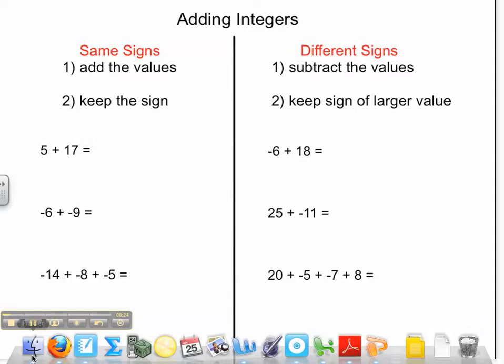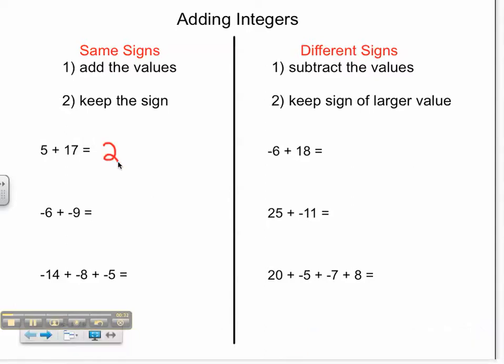So for example, for our first one, 5 plus 17. Both numbers are positive, so we add the value. 5 plus 17 is 22. And since both numbers are positive, our answer is going to be positive. Although I don't need to put a little positive sign because we just know that unless there's a negative sign, the answer is positive.